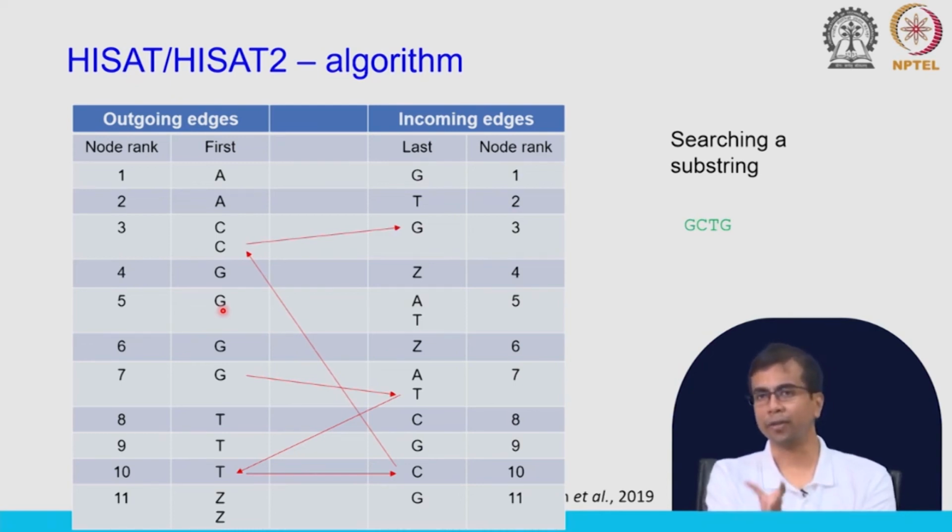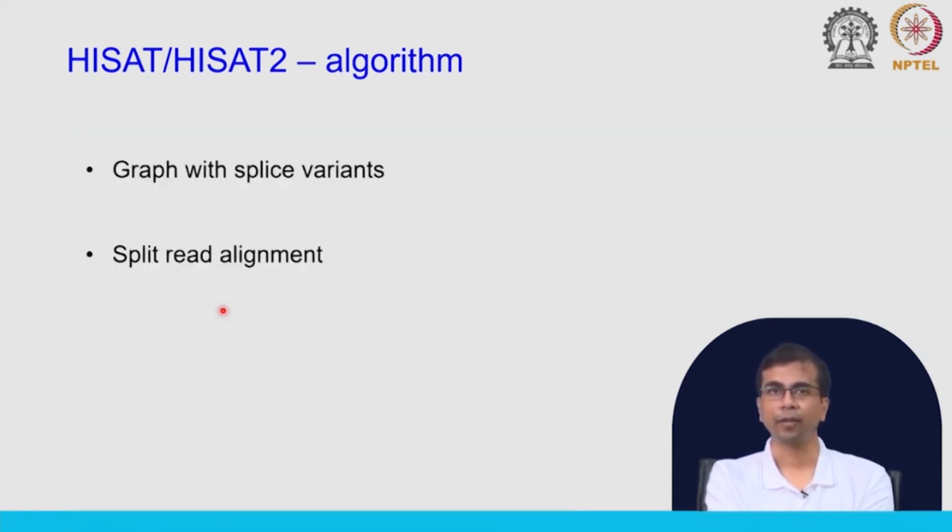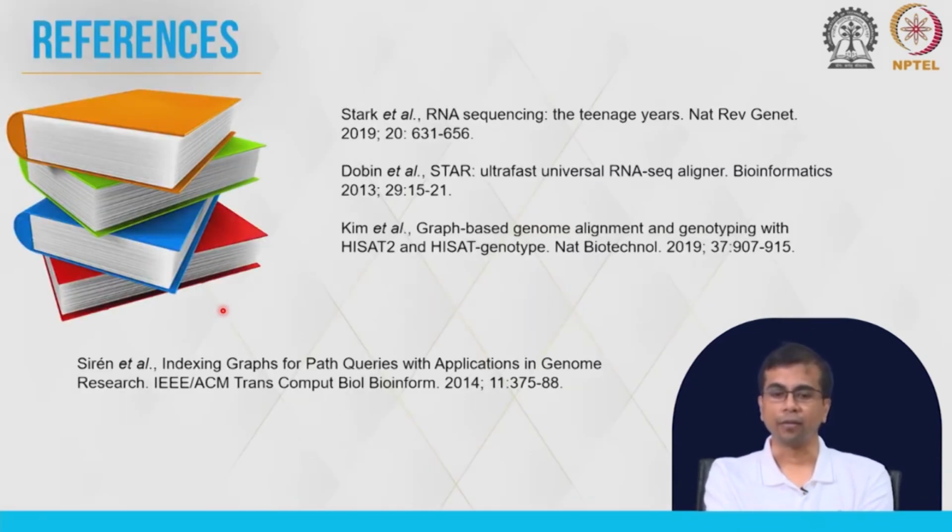It follows the same way that we have discussed before, and we can find any substring that we want. So, what you can now imagine is that we can extend this graph to generate a graph with splice variants, and we can do split-read alignment because of this flexibility that is built into this algorithm. So, these are the references that we have used.